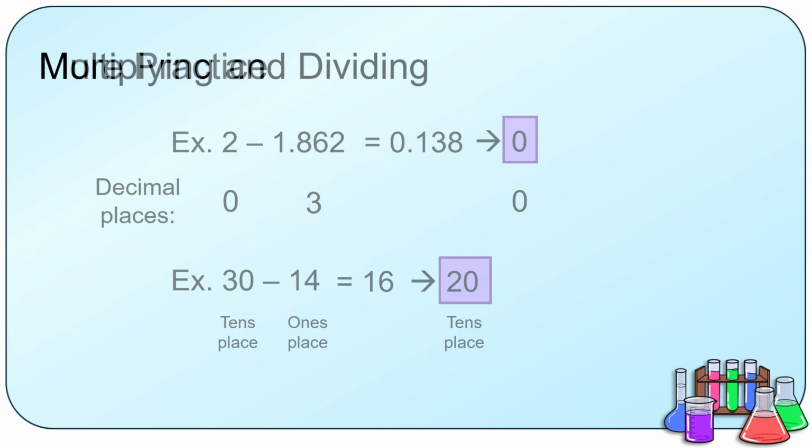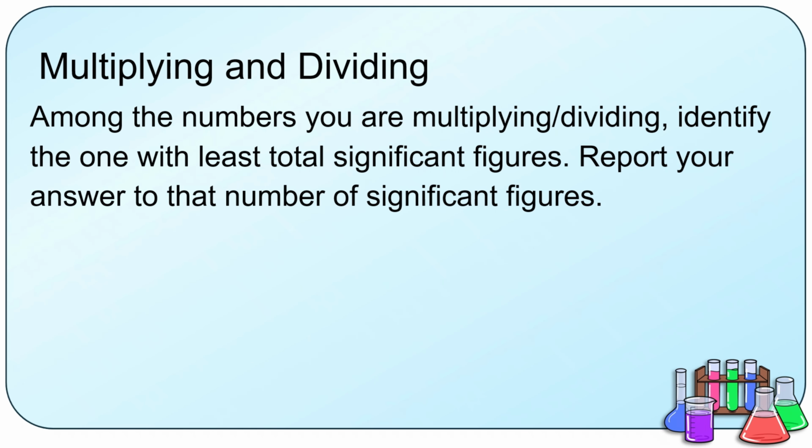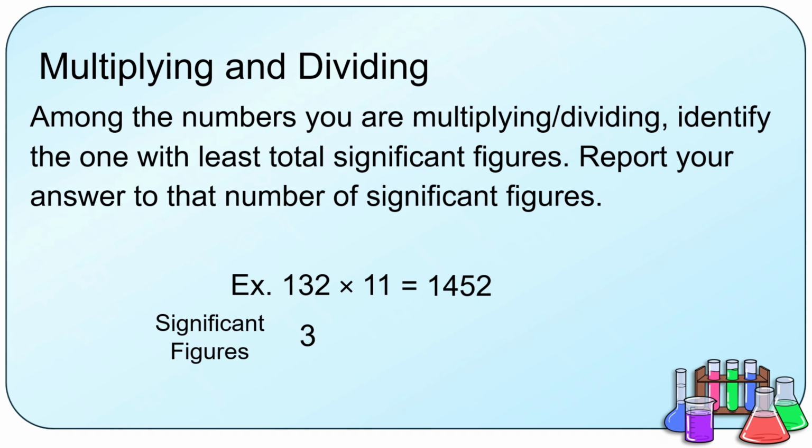Now let's get into multiplying and dividing. The rule is, among the numbers you are multiplying or dividing, identify the one with the least total significant figures. Report your answer to that number of significant figures. Here's an example. If we multiply 132 and 11, our answer is 1,452. 132 has 3 sig figs and 11 has 2. Go with the least sig figs, so we'll round our answer to 2 sig figs, which is 1,500.